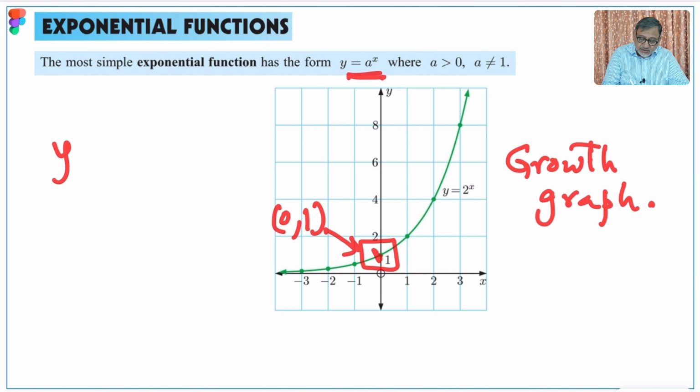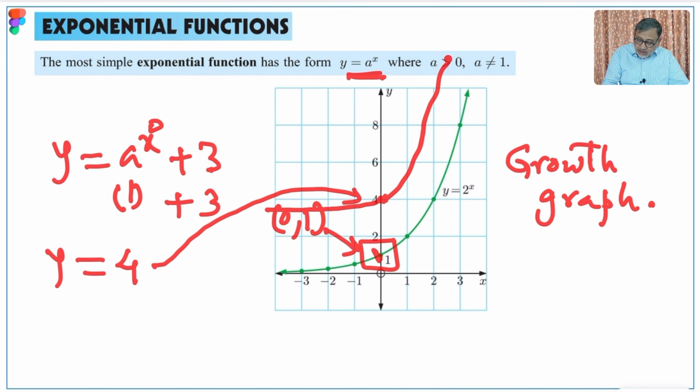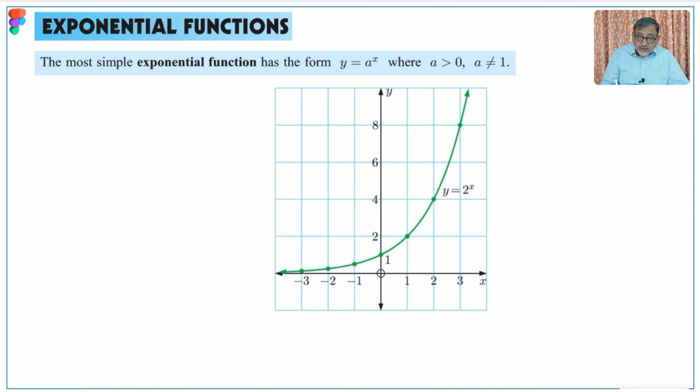But if there is something like this, y = a^x + 3, something like that, then of course it will meet at 4. I mean it will have the y-intercept 4, because this will be 1, this will be 3 when x is 0. So therefore your y value will be 4, so that will be your y-intercept, and your graph is something like this. That time your horizontal asymptote will be different, okay.